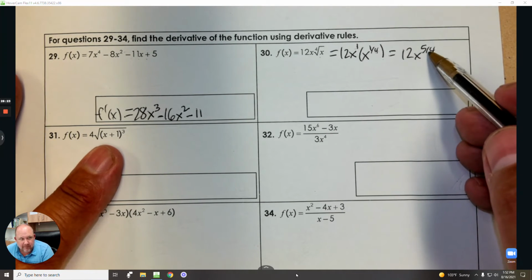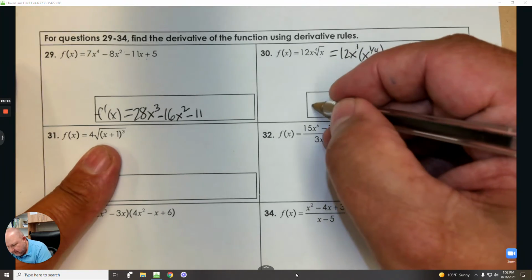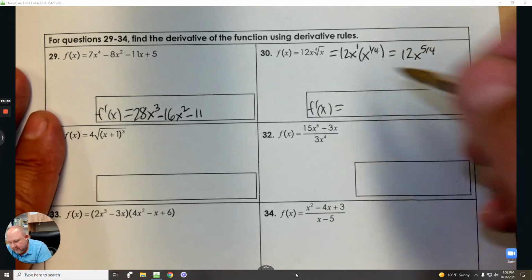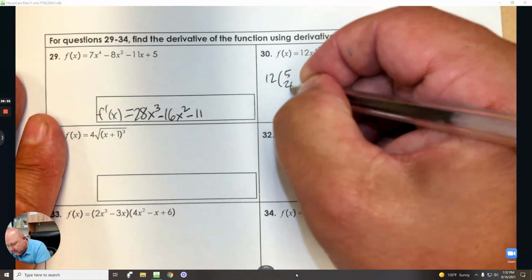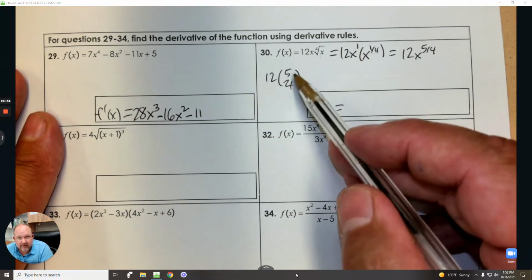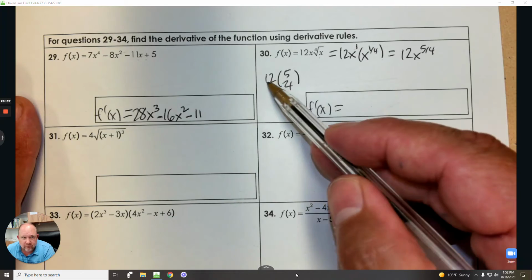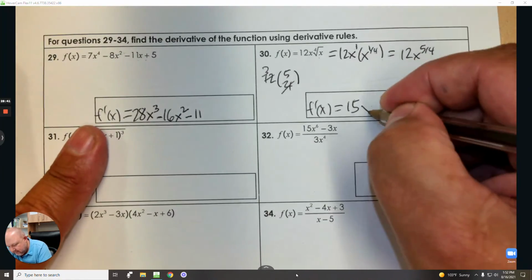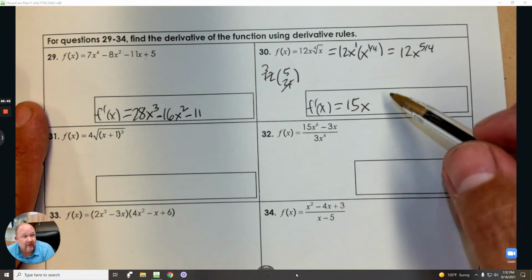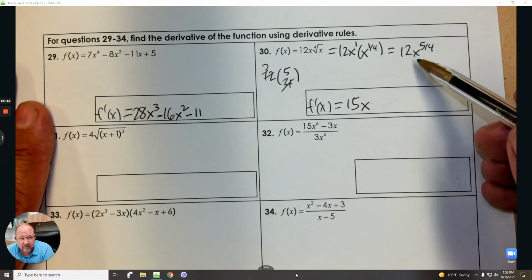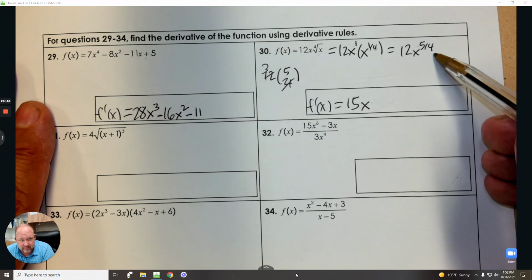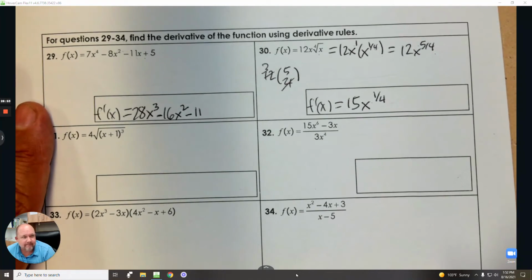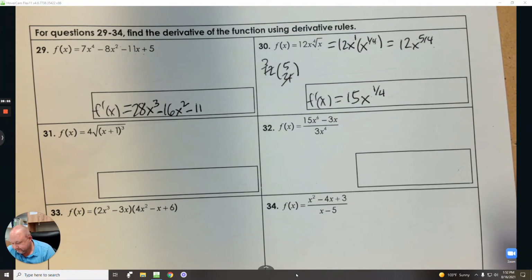Now, I'm going to multiply the exponent times the number in front. How do I do that? So 12 times 5 over 4. So 4 goes into 12 3 times. And 3 times 5 is 15. And then subtract 1 from the exponent. Well, the shortcut to do that is 5 take away 4. That's positive 1, and use the same denominator. And there's the derivative.